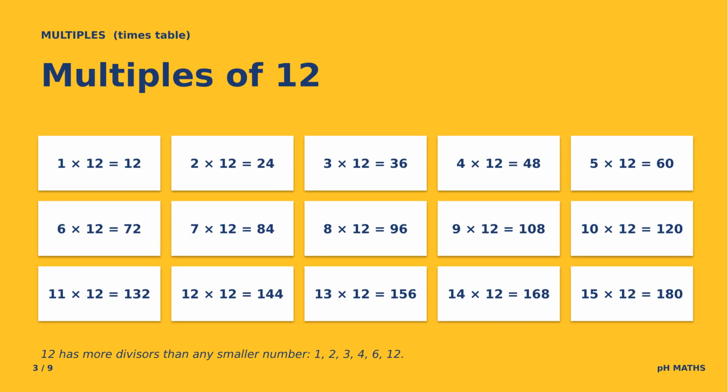Multiples of 12: 12, 24, 36, 48, 60, 72, 84, 96, 108, 120. 12 has 6 divisors, 1, 2, 3, 4, 6 and 12, more than any smaller number. That's why ancient civilizations measured in dozens: months, clock hours and inches in a foot. 12 divides cleanly more ways than 10. Worth remembering when you're handed a sharing problem.